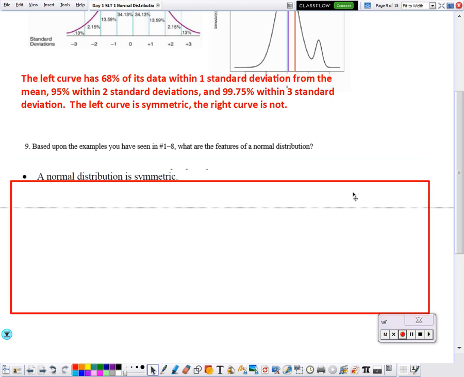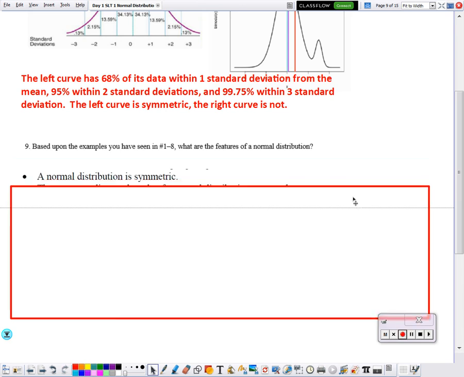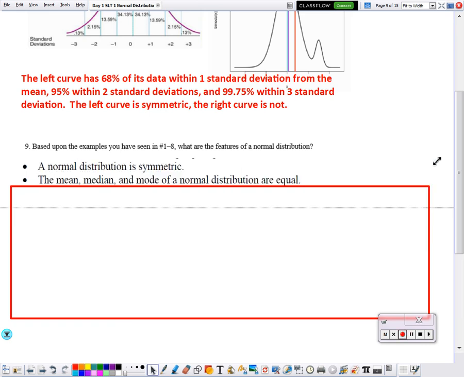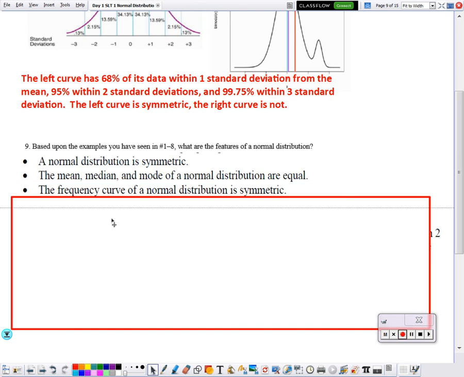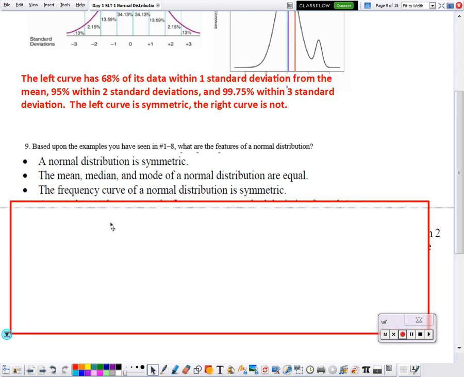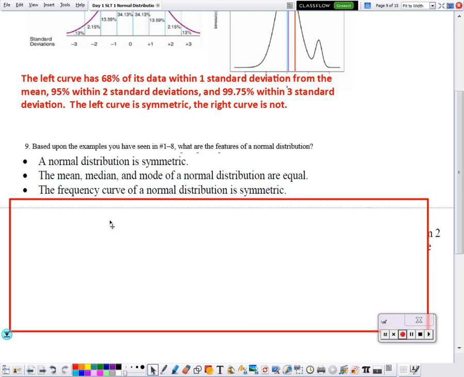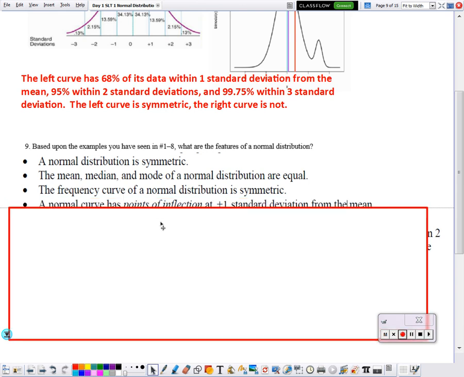Okay, so the first thing I'm noticing is that a normal distribution is symmetric. A normal distribution curve is symmetric, and its mean, median, and mode are the same. The frequency curve of a normal distribution is symmetric. So the frequency curve, the histogram, they are all symmetric.